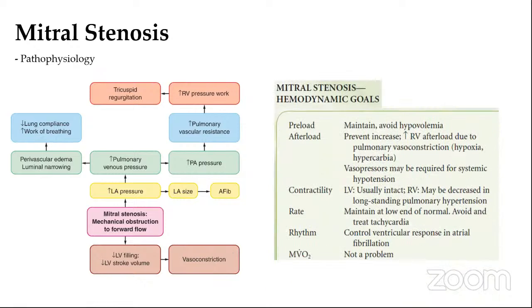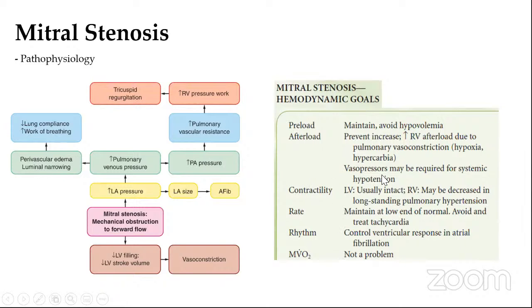In terms of goals, it's almost the same as for aortic stenosis. You need to maintain the preload and avoid, obviously, hypovolemia. You need to avoid hypotension by any means. Plus, you need to remember the factors that increase the pulmonary vascular resistance, because you don't want to overwork the RV. So you want to make sure that the RV afterload is less. This is by avoiding all the factors that increase the pulmonary vascular resistance, like hypoxia, hypercarbia, and acidosis, which are the three main factors.